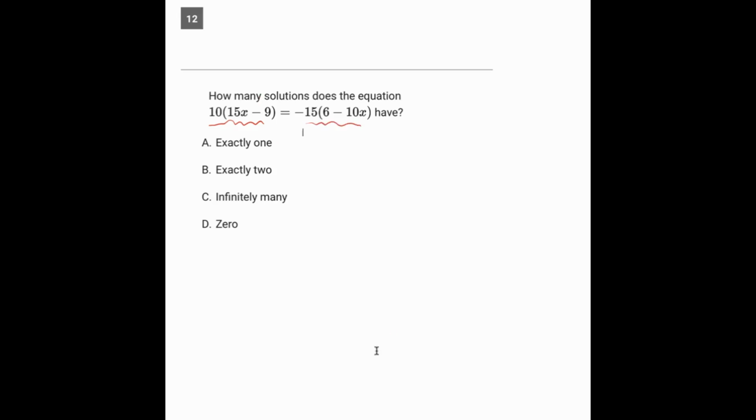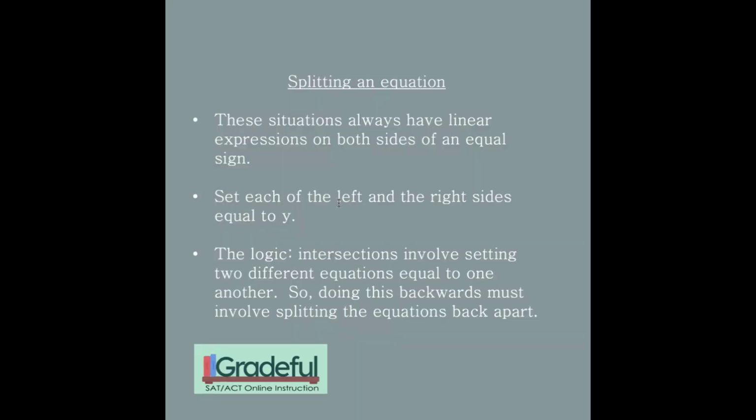Not to say that anytime you have linears on both sides of an equation, you should do this. But if you get to a lot of these and look for videos on this concept in the future, then you'll learn to identify the situation when it comes up. So we've got linears on both sides of an equal sign. When that happens, you're going to split the equation. In other words, you're going to set each of the left and the right sides equal to y.